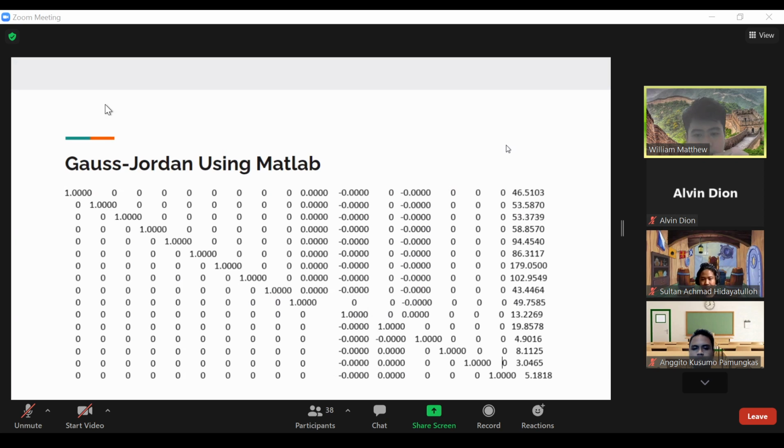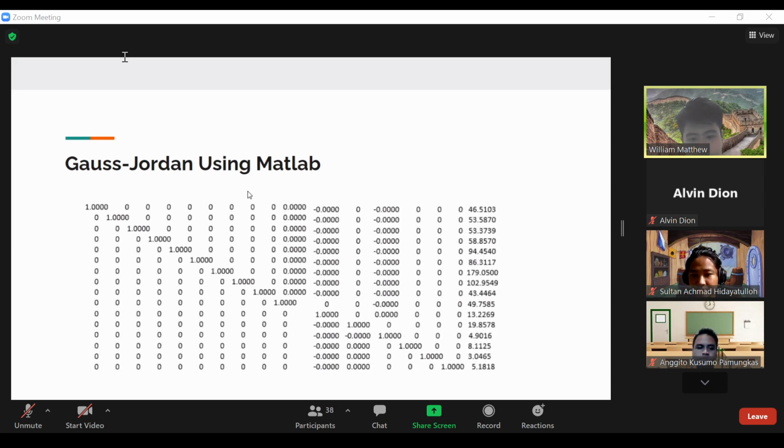So, and this is the identity matrix for case 1. Next. This is for case 2, where we can know the temperature value on the right side. Next.